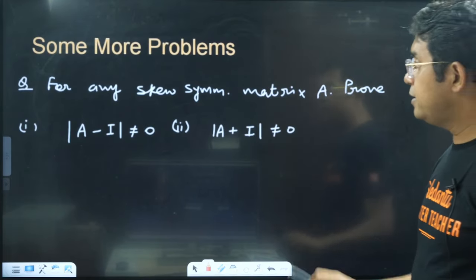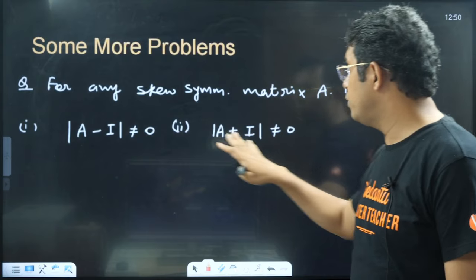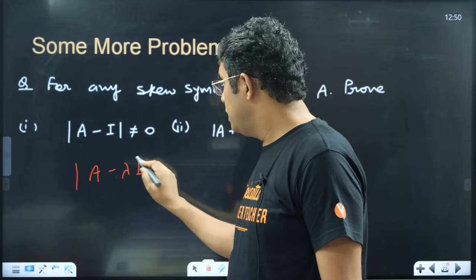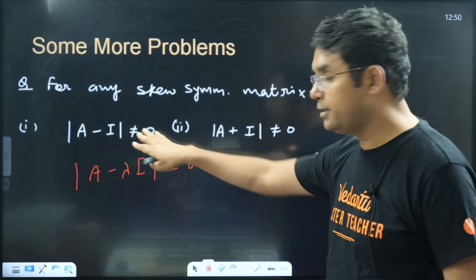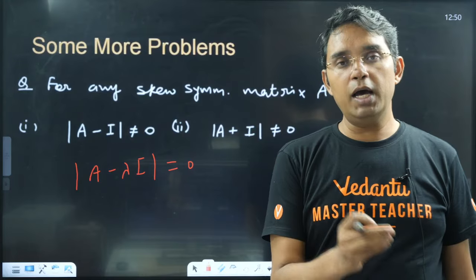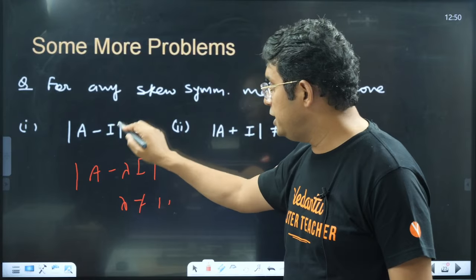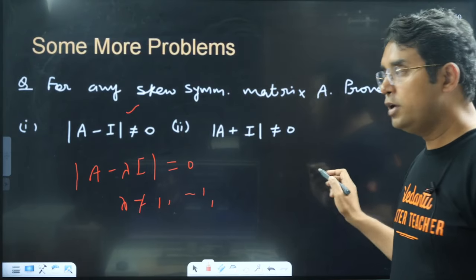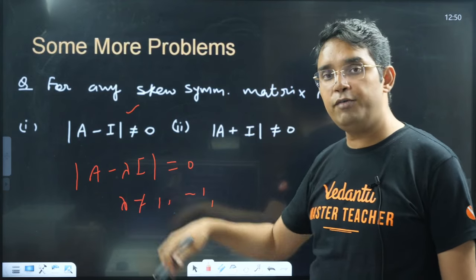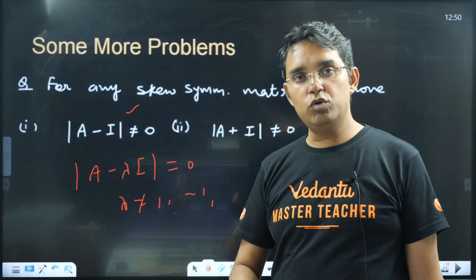So this question, I think, is a very straightforward question. For any skew symmetric matrix A, prove that this is not equal to 0, this is not equal to 0. It is like trying to have eigenvalue equal to 1, isn't it? But for a skew symmetric matrix, as I told you, eigenvalues are always purely imaginary. So lambda cannot be equal to 1. So neither this is true, nor this is true. In fact, for any skew symmetric matrix, A minus lambda I, if you put any real value of lambda, you can never ever get this determinant equal to 0. Okay.